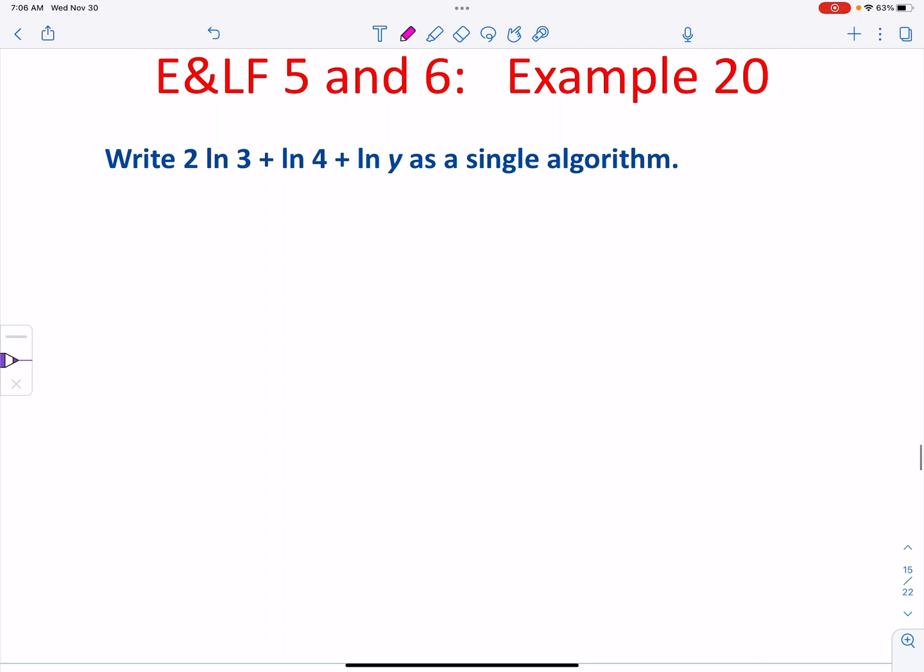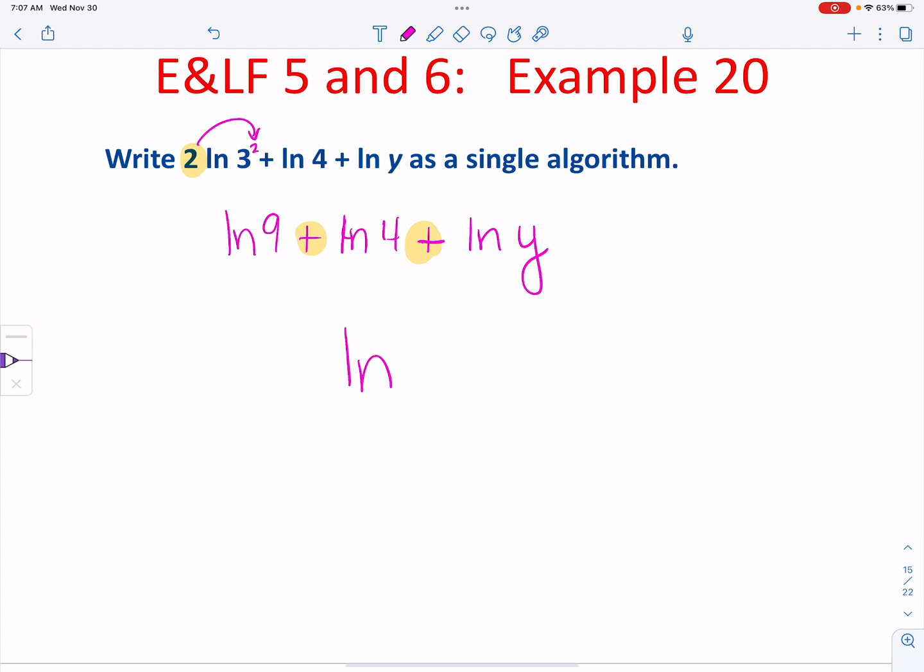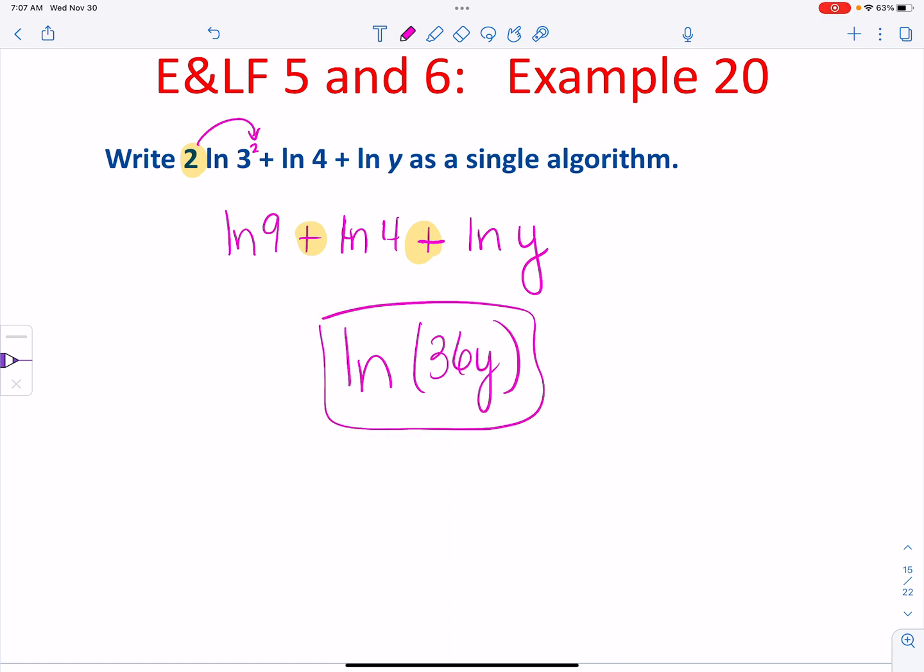Okay, so pause this one and see if you can do this. Again, you would take care of the exponent first. So this would be ln of 9 plus ln of 4 plus ln of y. These are all pluses and they have the same bases, so to combine them I'd multiply. It'd be the ln of 36y. You don't have to have the parentheses since you're multiplying, but I just wrote them.